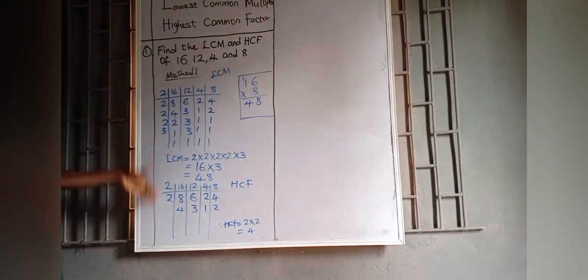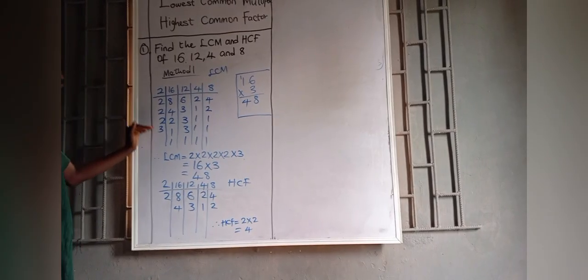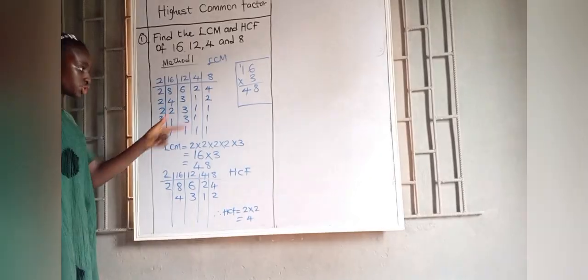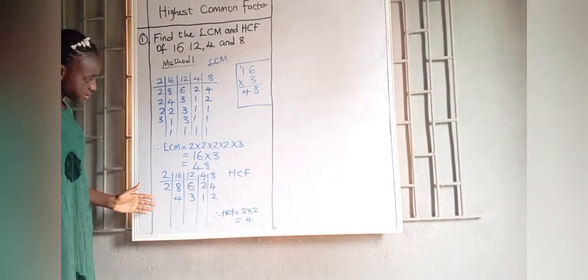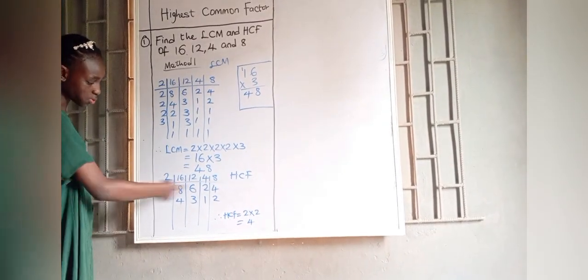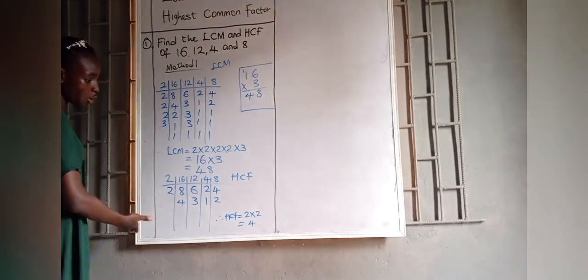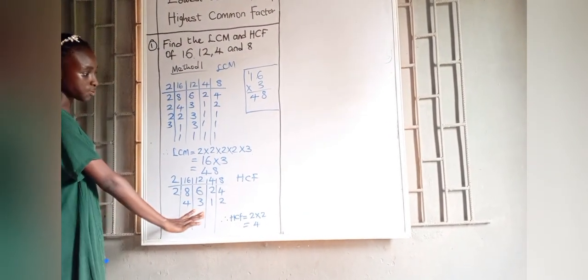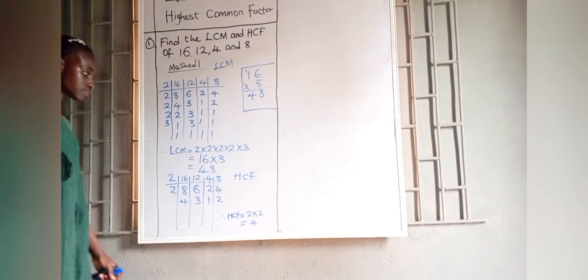Now, looking at this tabular method, you can see in the LCM, I exhausted all the numbers. I divided them through till they all reached 1. But in the HCF, I did not exhaust all the numbers. What can go into all of them at once? That's what I use in dividing. And where all the numbers cannot be divided by a single prime factor, I stop there. So this is the tabular method 1.